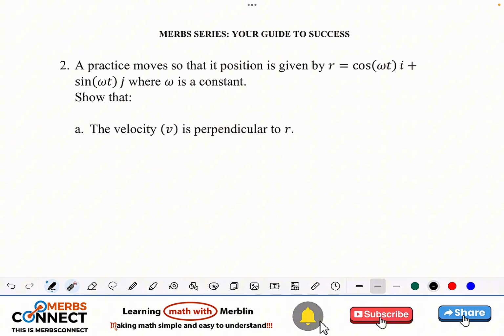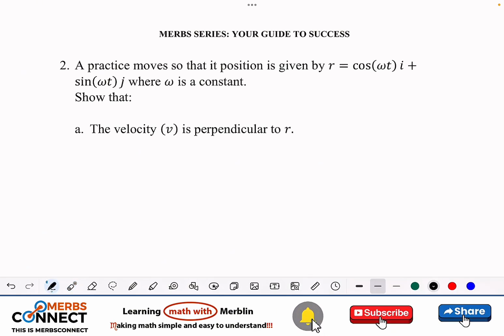Let's look at another one here. Here we want to show that velocity is perpendicular to our parametric equation, that is r of t. This is in terms of t. So now what we need to know here is we need to pay attention to this. So we have omega and t, but omega is constant. So it means that the function is in terms of t.